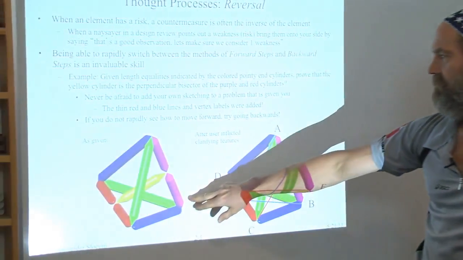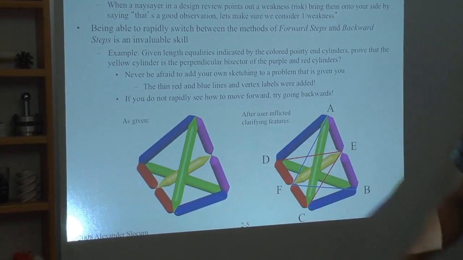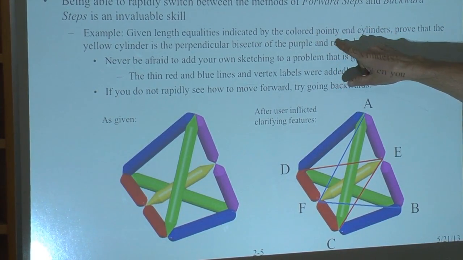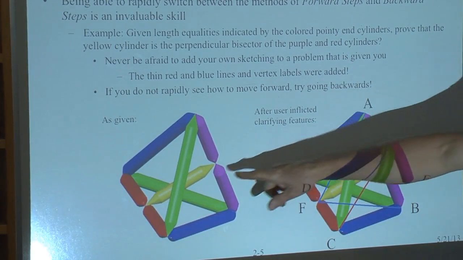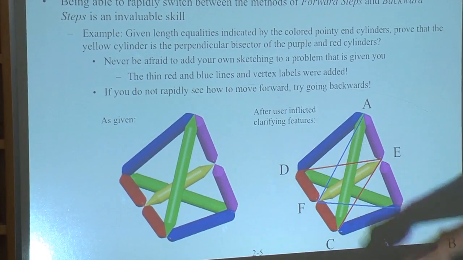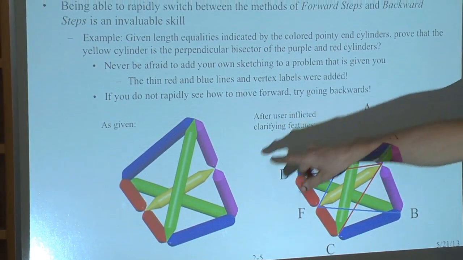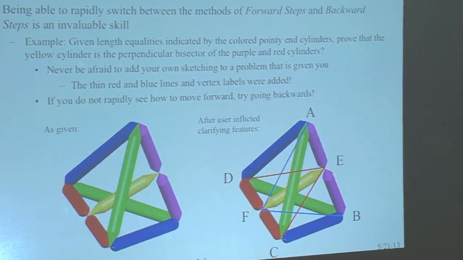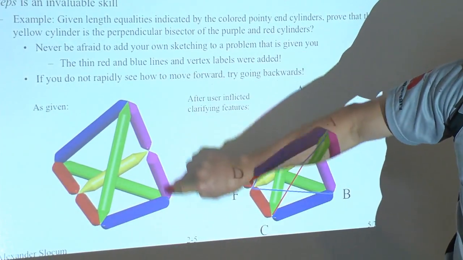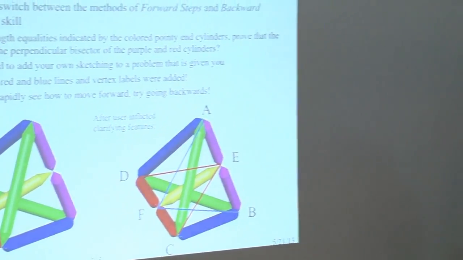Here's this figure. It's a tetrahedron. And it's very, very simple. Given the length equalities given by the colored pointy end cylinders, prove that the yellow cylinder is the perpendicular bisector of the purple and red cylinders. In other words, you have to prove that this yellow line here is perpendicular to the reds and the purples. That is a very, very difficult problem to prove. It's one of those honors geometry problems. Whoa.